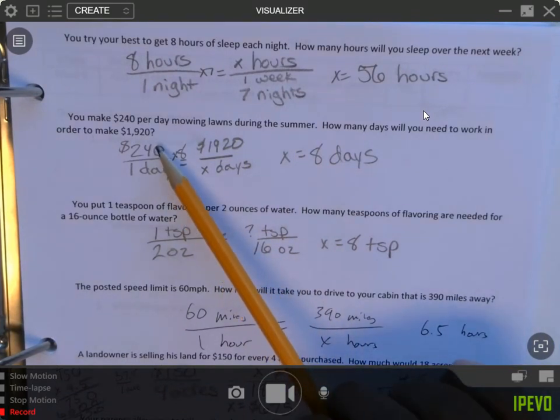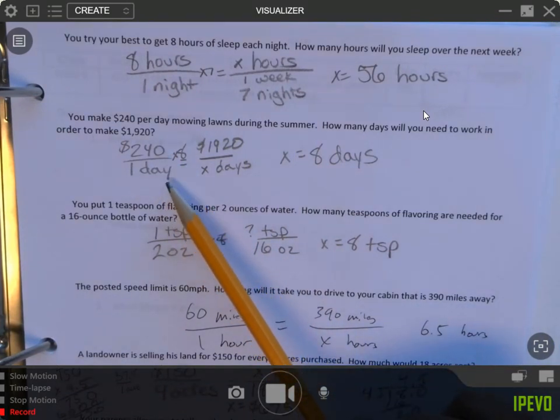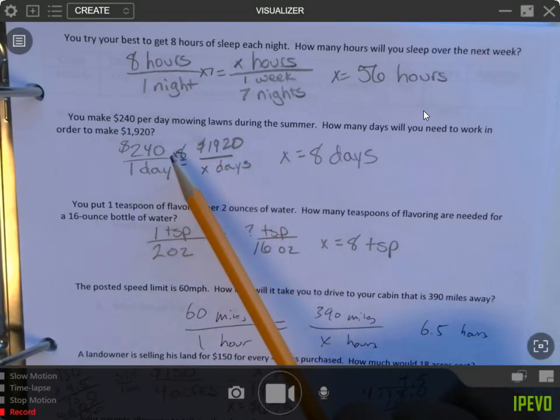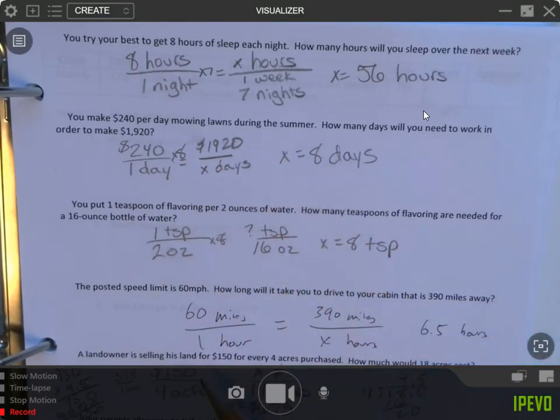Our next one, $240 in 1 day, $1,920 in how many days? Times 8, so it would be 8 days. 1 teaspoon in 2 ounces. How many teaspoons in 8 ounces? We multiply by 8, so it becomes 8 teaspoons.